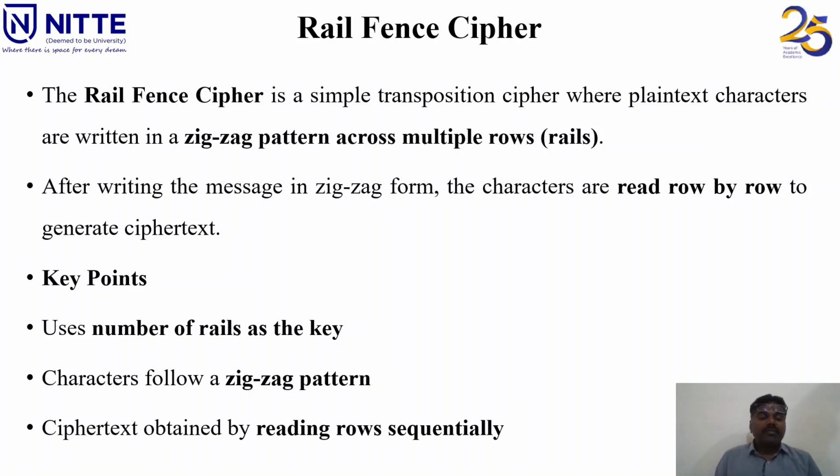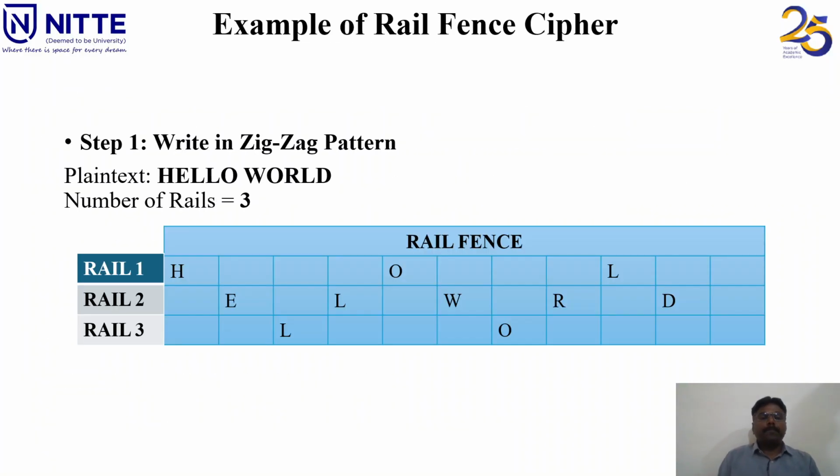So the key points we need to remember when solving problems on the rail fence: it uses the number of rails as the key, the characters are represented in the form of a zigzag pattern, and the ciphertext is obtained by reading the rows sequentially. Here is an example to understand how the rail fence works. The plain text we have taken is hello world, and the number of rails, which is nothing but the key, is 3.